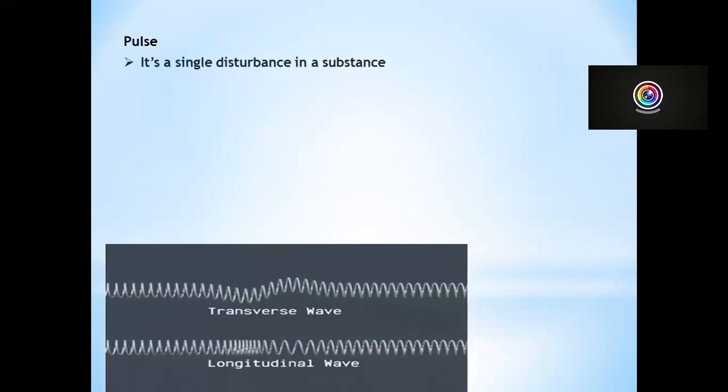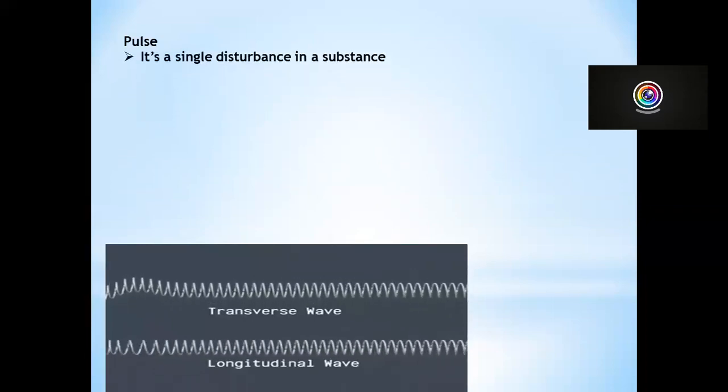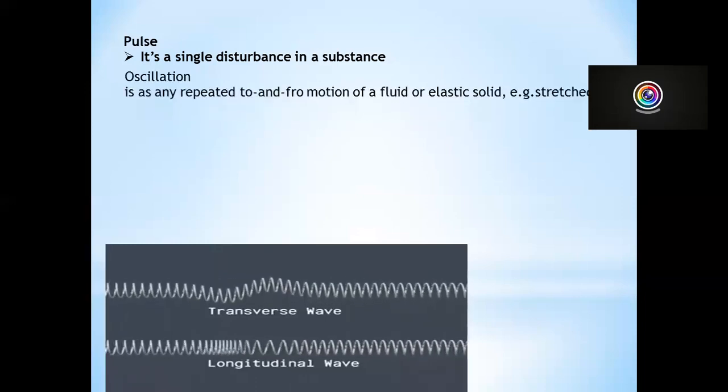Let's start by defining what is a pulse. A pulse can be defined as a single disturbance in a substance. While an oscillation is a repeated to and fro motion of a fluid or elastic solid, e.g. a stretched string.